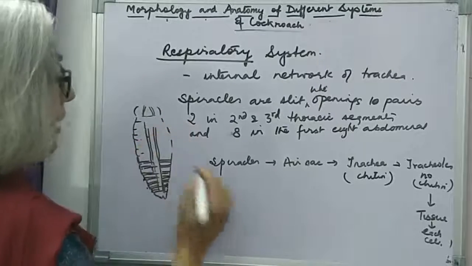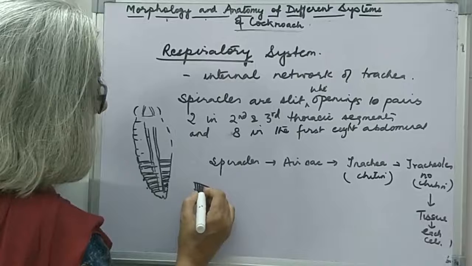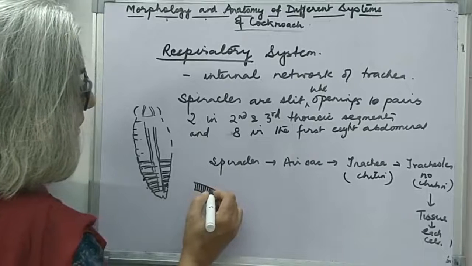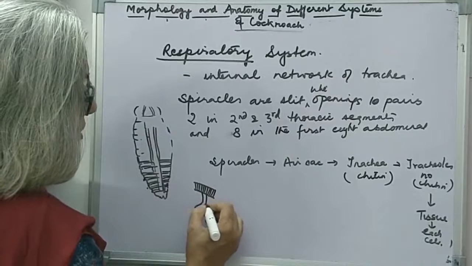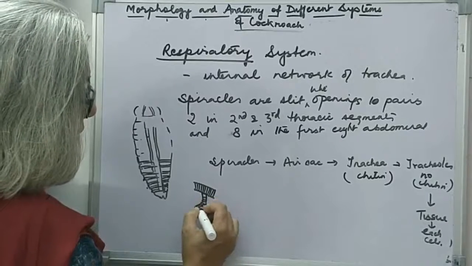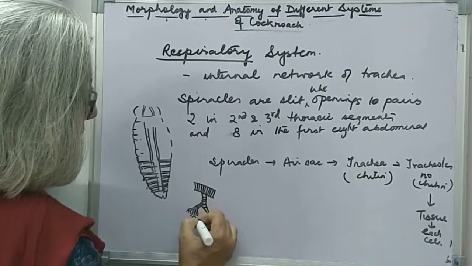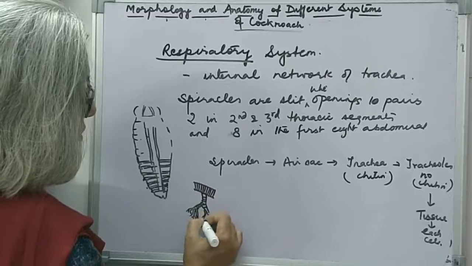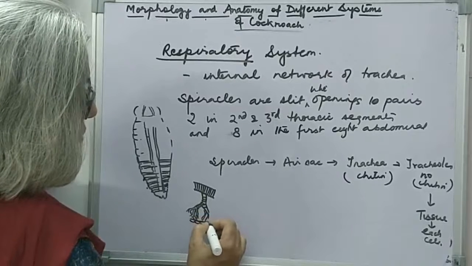These are guarded by, if we see the structure of the trachea, they are guarded by chitinous rings like this to keep it expanded. Opens into finer branches like this. These are all guarded by trachea. Finally, there is a network of very fine tubules like this, which opens into the tissues.